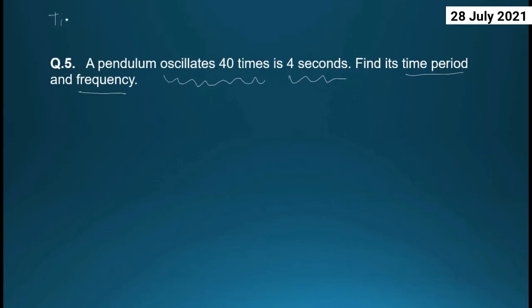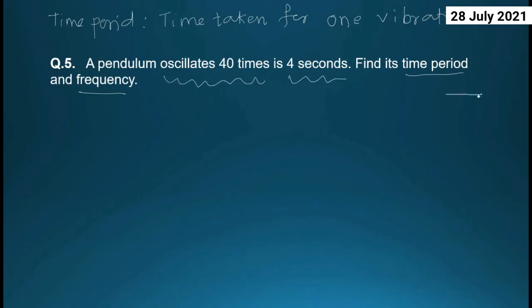Time period is the time taken for one oscillation or vibration. So how much time does a pendulum take? For example, if you draw a pendulum here, and this is the mean position or the initial position, and you bring it here and then leave it, from here to here it goes, and then it goes till here and comes back. So how much time for one vibration? That is called time period, right?